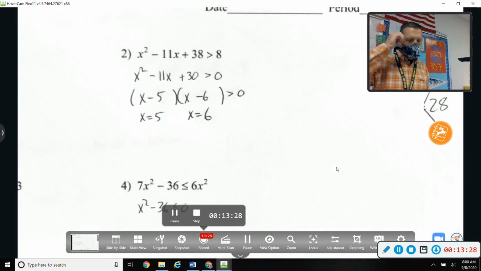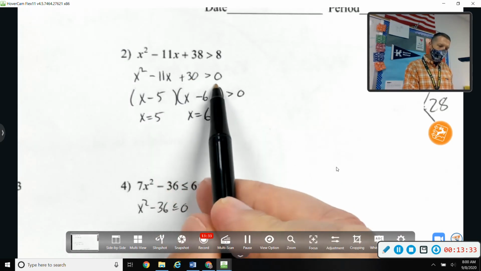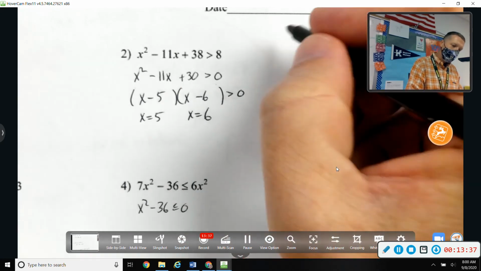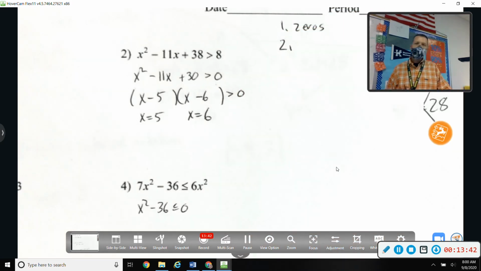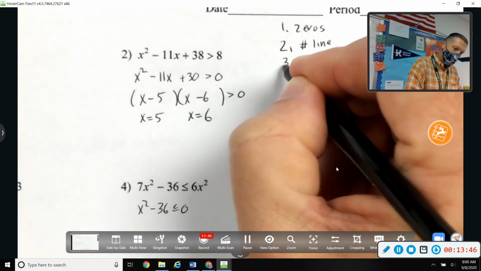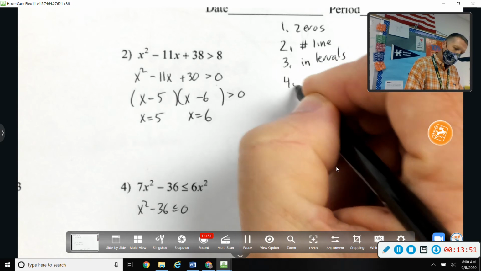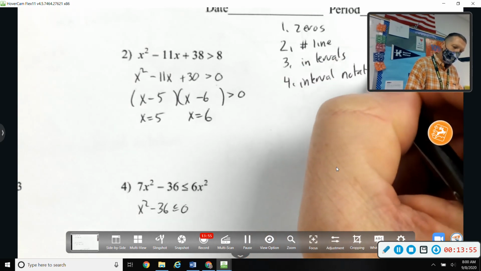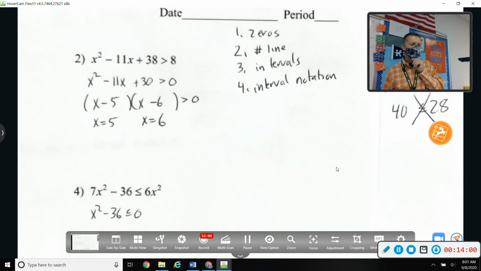All right, let's finish number 2 here. So move the 8 over to get it equal to 0 so that you can find the zeros. That's step 1, find the zeros. We can even do abbreviated notes here. Zeros, and then number line, and then intervals, and then interval notation. So there's today's notes in four lines right there.